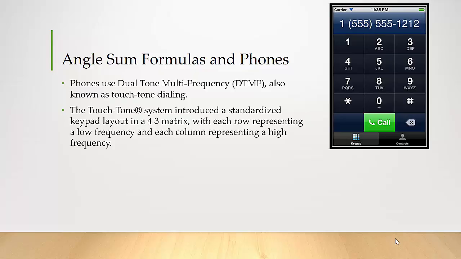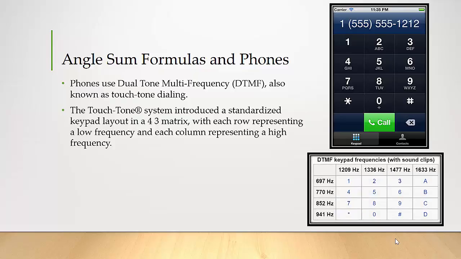Each row represents a low frequency, and each column represents a high frequency. So, for instance, when I dial the number 8, my phone sends an 852 hertz frequency and 1336 hertz frequency, and those two tones, that dual tone dialing, is how it determines that I've actually hit the keypad of 8. Now, how does it actually determine, based on these two frequencies, that it's 8?